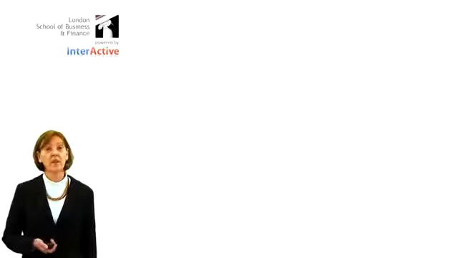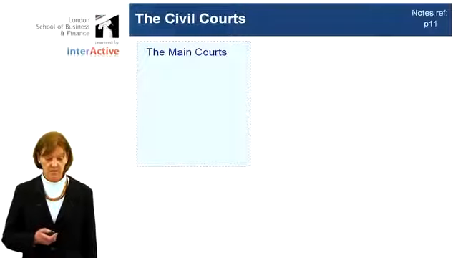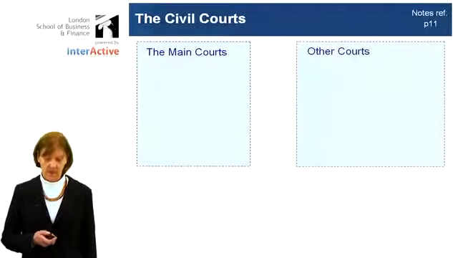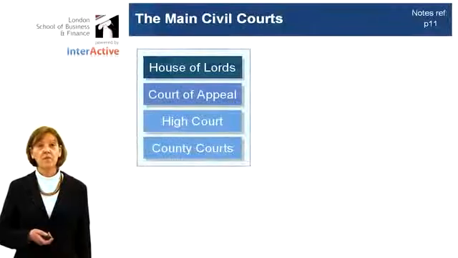Moving on then to our second topic within the English legal system, we're moving on to looking at the system of the courts, concentrating on the civil courts. And what I've done for you is split up the courts into the main or mainstream courts and also what I've said other courts, other rather more specialised courts. And there's four that we've got to look at here. There's the House of Lords, the Court of Appeal, the High Court and the County Court.